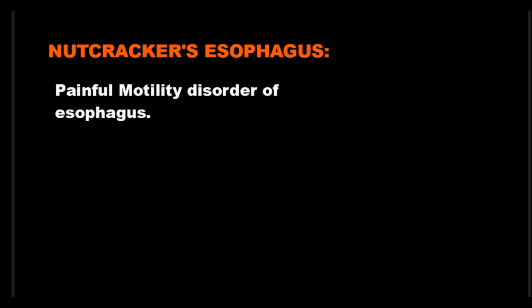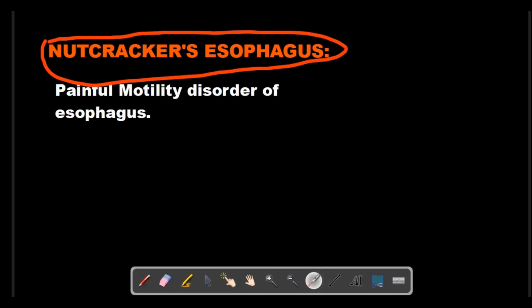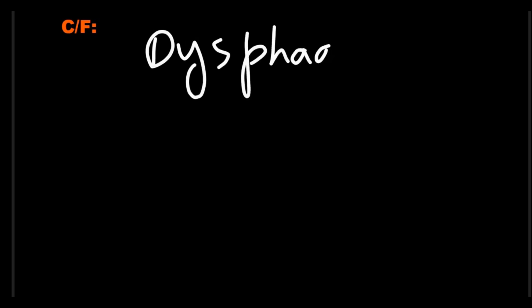The next topic we're going to be talking about is a nutcracker's esophagus. A nutcracker's esophagus is pretty much same as a diffuse esophageal spasm. Only thing is that it is very painful. Clinical features. It's again the same as a diffuse esophageal spasm. So even the clinical features are the same. That is dysphagia and chest pain.